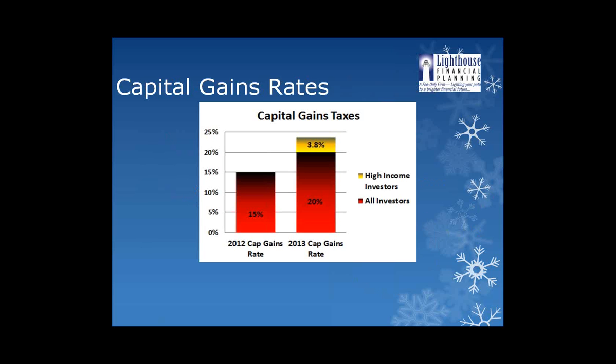Related to that, capital gains rates are scheduled to increase. You can see in 2012, we have a 15% capital gains rate, and of course that's a long-term capital gains rate. There's a lot of talk that can go there, but I won't get into too many details unless somebody has questions. But in 2013, that's scheduled to go up to 20%, and then of course if you're one of those high-income investors, you're looking at the additional 3.8%.